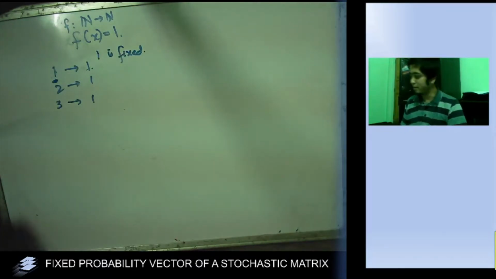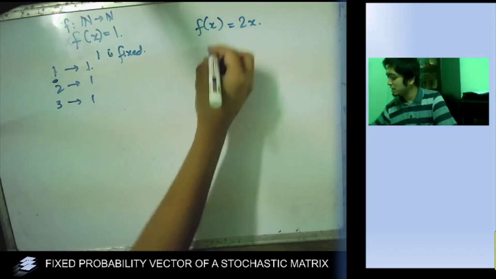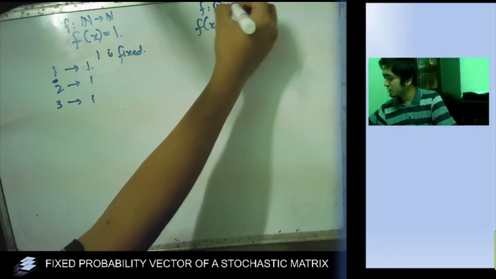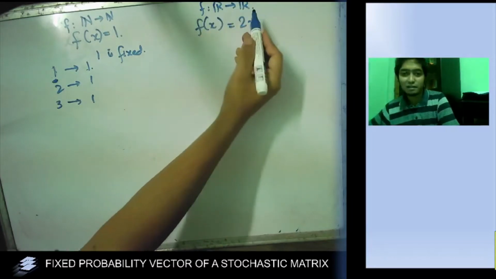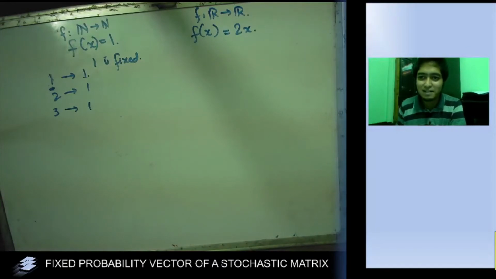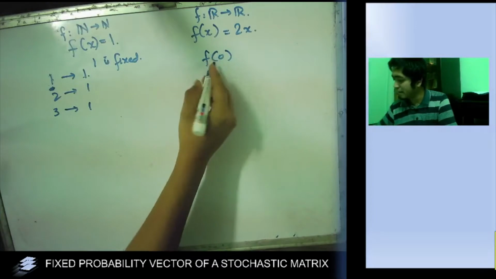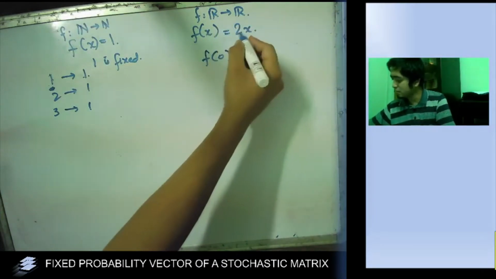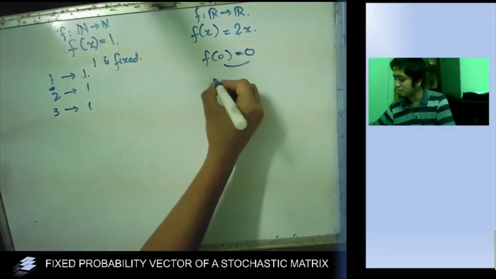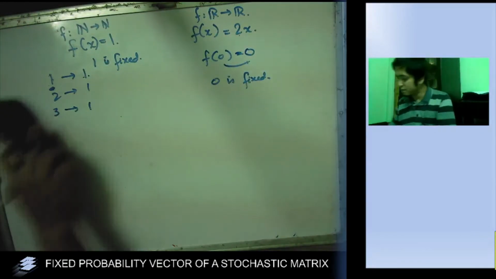Suppose we have f(x) equal to 2x. Let us make it a bit harder, f from R to R, from real numbers to real numbers. If I ask you which point is fixed, you can immediately tell that 0 is fixed, because if you find f(0), it will be equal to 2 times 0, which is 0. So the point 0 is fixed. Fixed points are very important, and we only study them if there are functions.